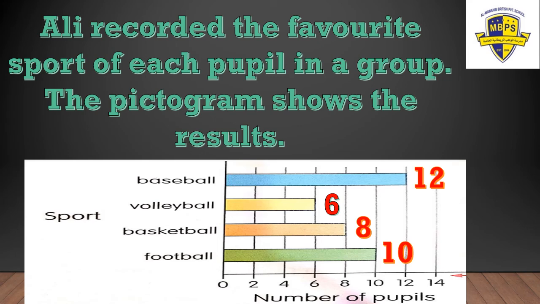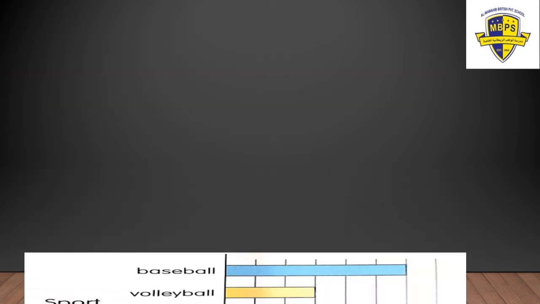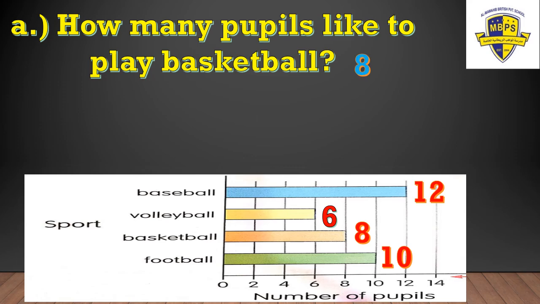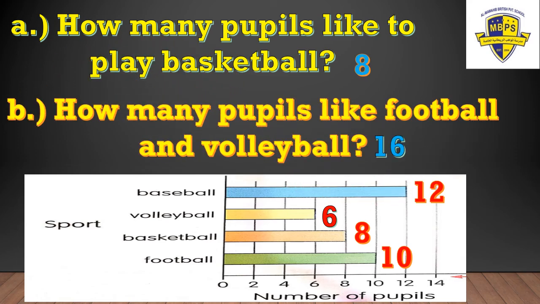Now we are going to solve the questions on the next slide. Let's solve the questions now, students. The first one, A. How many pupils like to play basketball? Now you can look at the orange bar. How many pupils like to play basketball? Very good. 8 pupils like to play basketball.